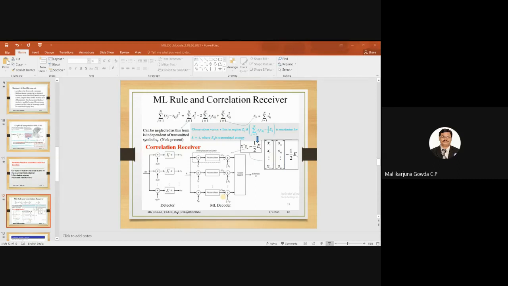Here I expressed this in terms of vectors, that is x1 and so on as a column vector, and this also as si1, si2 up to sin, then minus 1 by 2 ek. So this is what the correlation receiver is all about. I think with this I will stop.